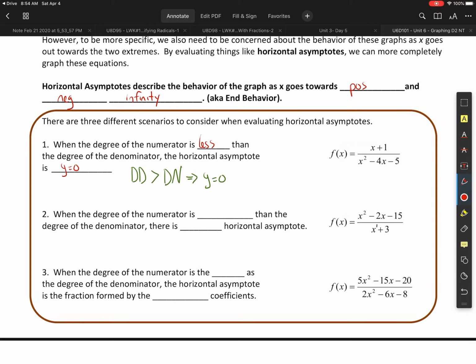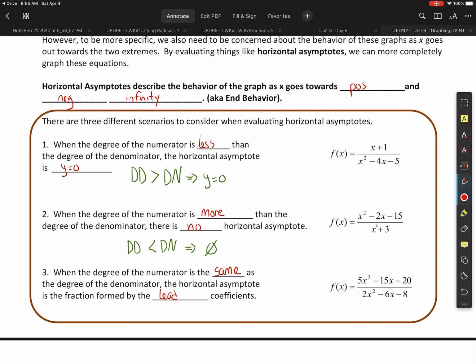Okay. When the degree of the numerator is more than the degree of the denominator, there is no horizontal asymptote. All right, so going in the reverse, denominator is less than numerator, there is no horizontal asymptote. The last setup is when they're exactly the same. When they're the same, the horizontal asymptote is the fraction formed by the lead coefficients.